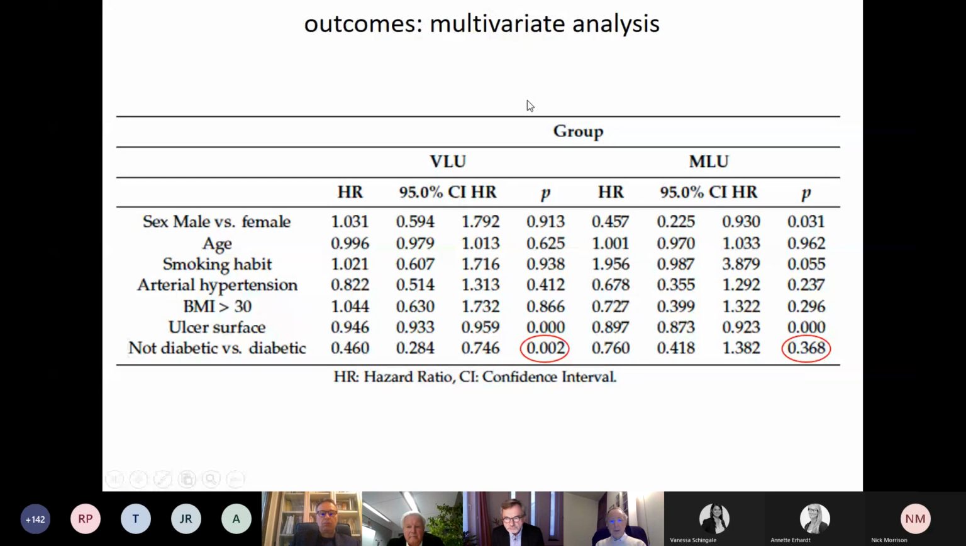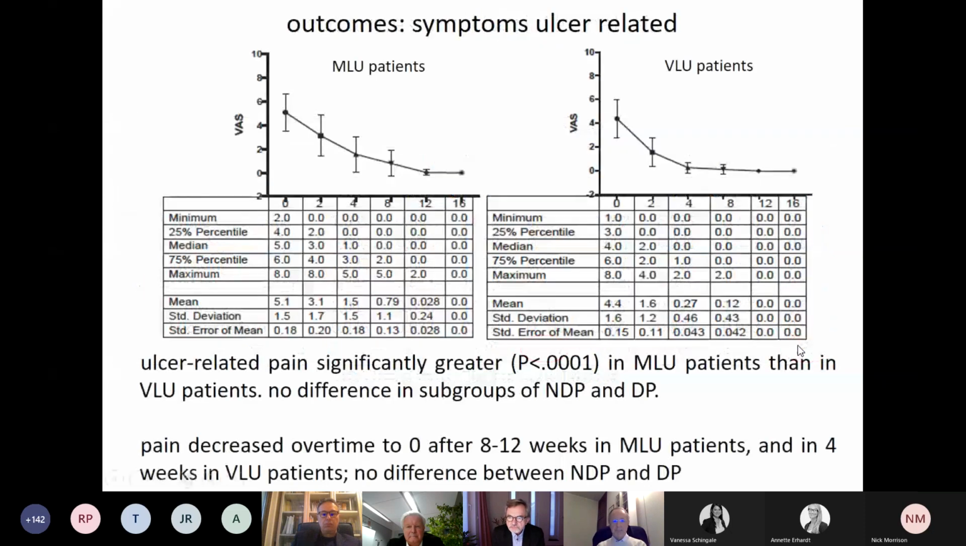Then we also calculated a multivariate analysis, taking into consideration sex, age, smoking habit, arterial hypertension, BMI, and ulcer surface. If you correct for all these variables, you see that, again, the diabetic patients had delayed healing compared to non-diabetic, and again this difference is statistically significant in patients with venous leg ulceration. It is not significant in patients with arterial disease.